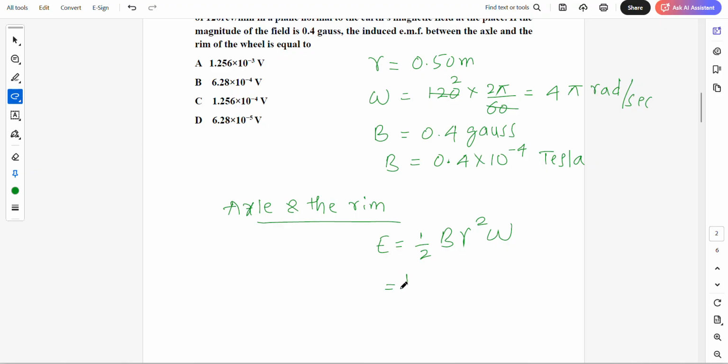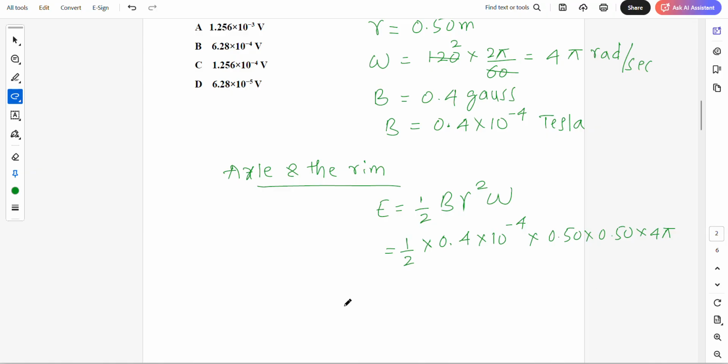That is equal to half into B, which is 0.4 into 10 to the power of minus 4, into radius, 0.5 into 0.5, into omega, which is 4 pi. That is equal to, I can just write this as 2.